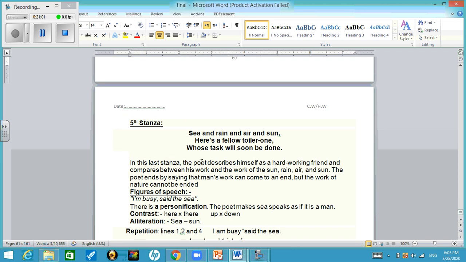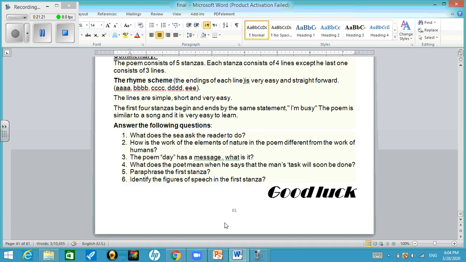As we said, in the last stanza here, it's different from human work because it's endless. The work of nature is endless. However, the work of man can be ended. It can come to an end. So that's the difference between both. The poem has a message. What is it? What is the message that we can see, or what is the message that we can conclude?